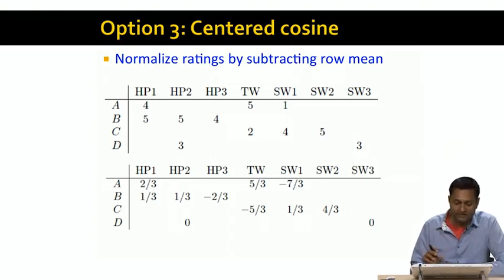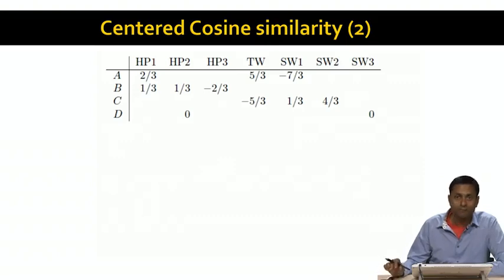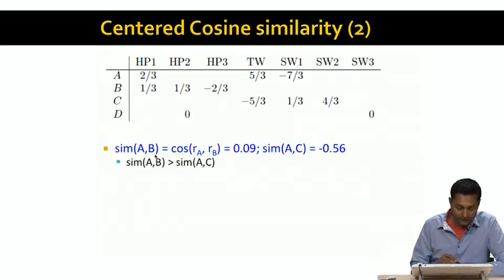Now, once we've done this centering, we can compute cosines using these centered ratings. When we do that, the similarity of A and B becomes the cosine of the centered rating vectors RA and RB, and that turns out to be 0.09. The similarity of A and C using the centered cosine turns out to be negative 0.56, which captures the fact that A and C are quite dissimilar users.